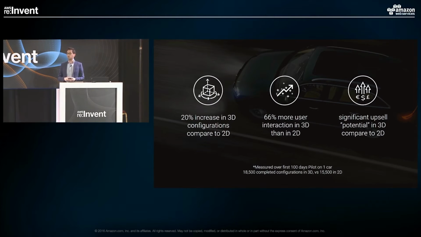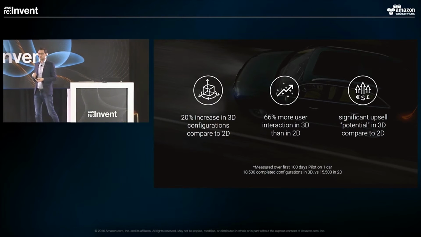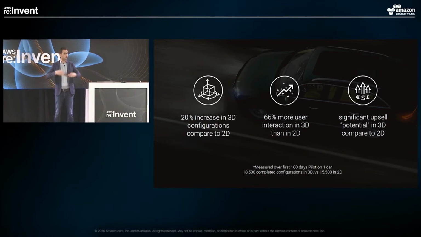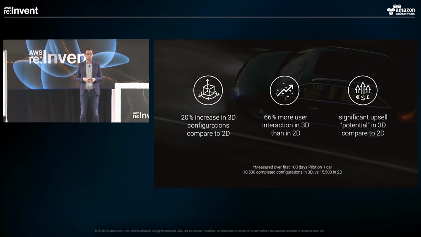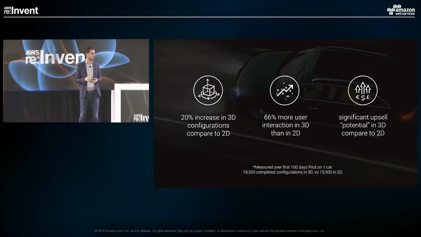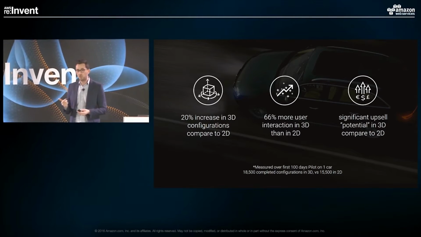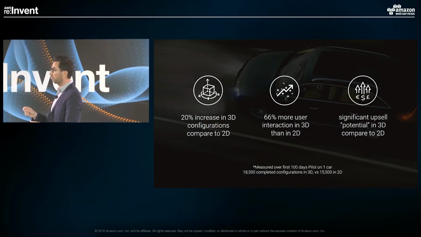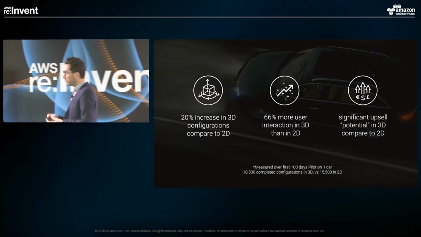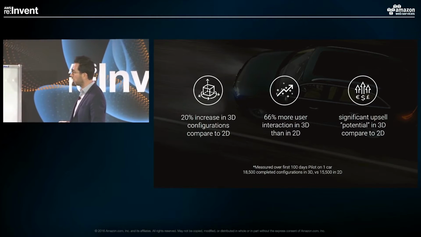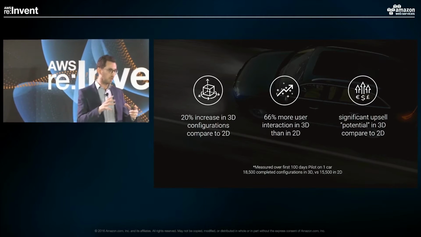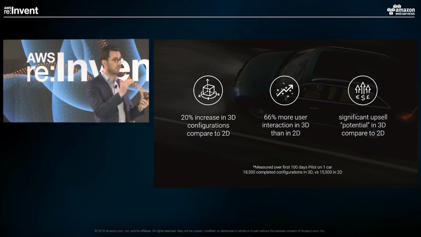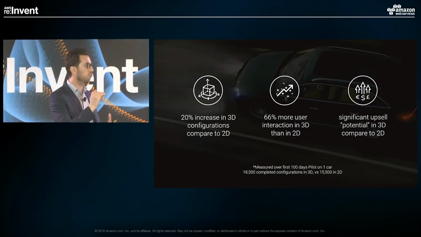One very interesting result is that, first of all, you had an increase in configuration in 3D compared to 2D. So more people were configuring. So you were creating more value there. You had also 66% more interaction in 3D versus 2D, which is, again, to be expected because we give the control to the user. Maybe one of the most interesting results is the fact that, on average, the basket size on the car configuration was significantly higher in 3D compared to 2D.